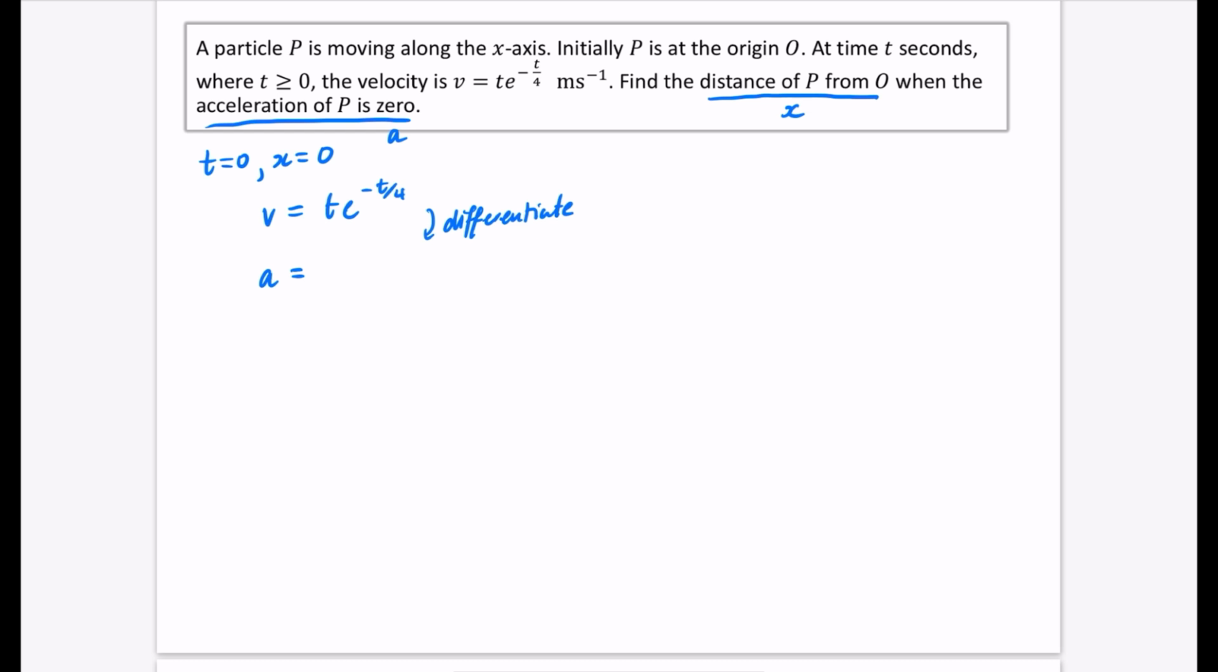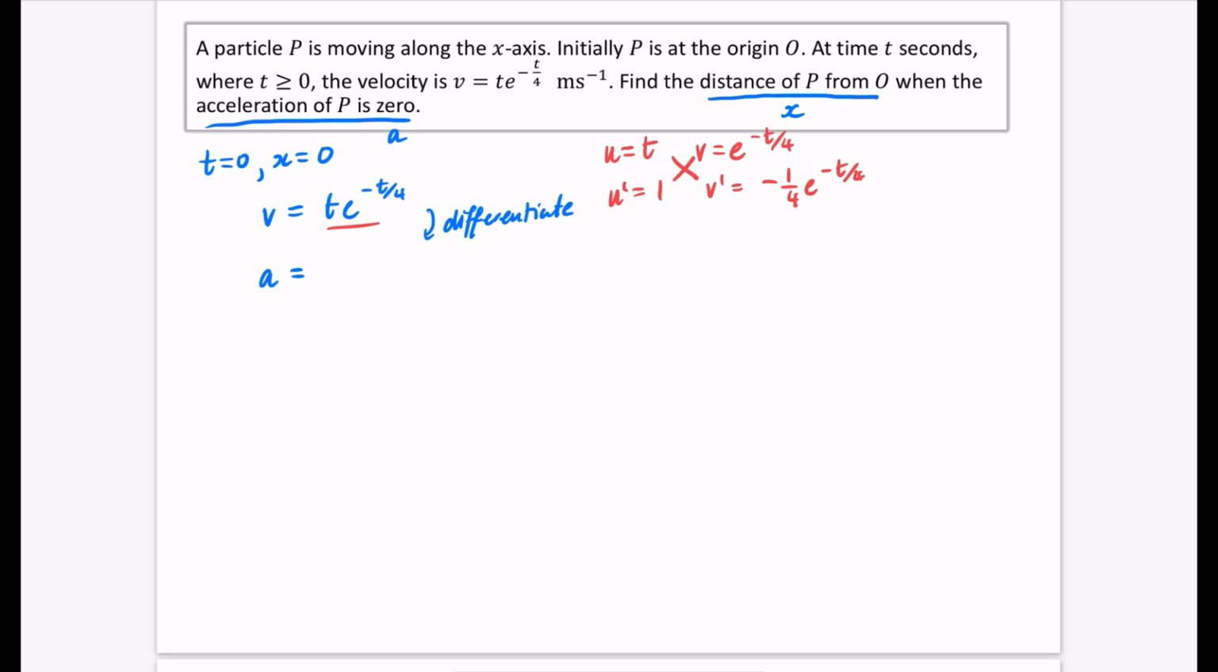So for the product rule, I'm going to say that u is equal to t, and I'm going to say that v is equal to e to the minus t over 4. So product rule, I'll differentiate both of these things. t differentiates to 1, and e to the minus t over 4 differentiates to minus 1 over 4, e to the minus t over 4.